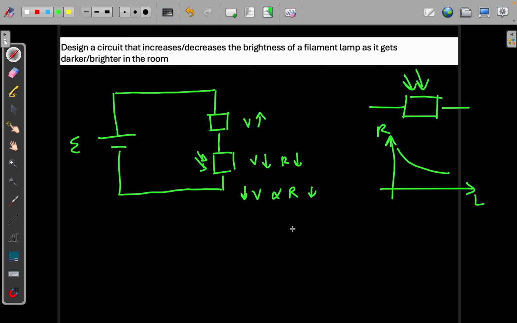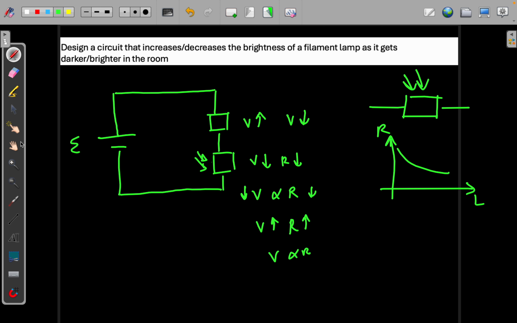The opposite would be if you put the light level down. So if the light level goes down, the resistance goes up, which means the voltage would go up because of Ohm's law, V is proportional to R. So the voltage goes up across this, the voltage across that goes down. So as one goes up, the other goes down, and it has to add up to the EMF here.